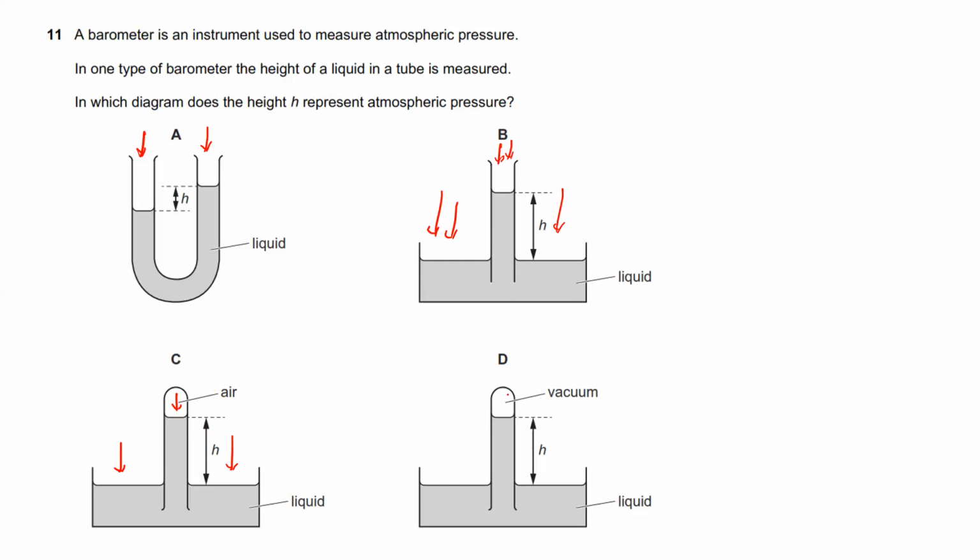So in part D, we have vacuum here and we have atmospheric pressure or air acting here. So this height will give us a relationship between atmospheric pressure and the height. So answer D will be the best choice we have.